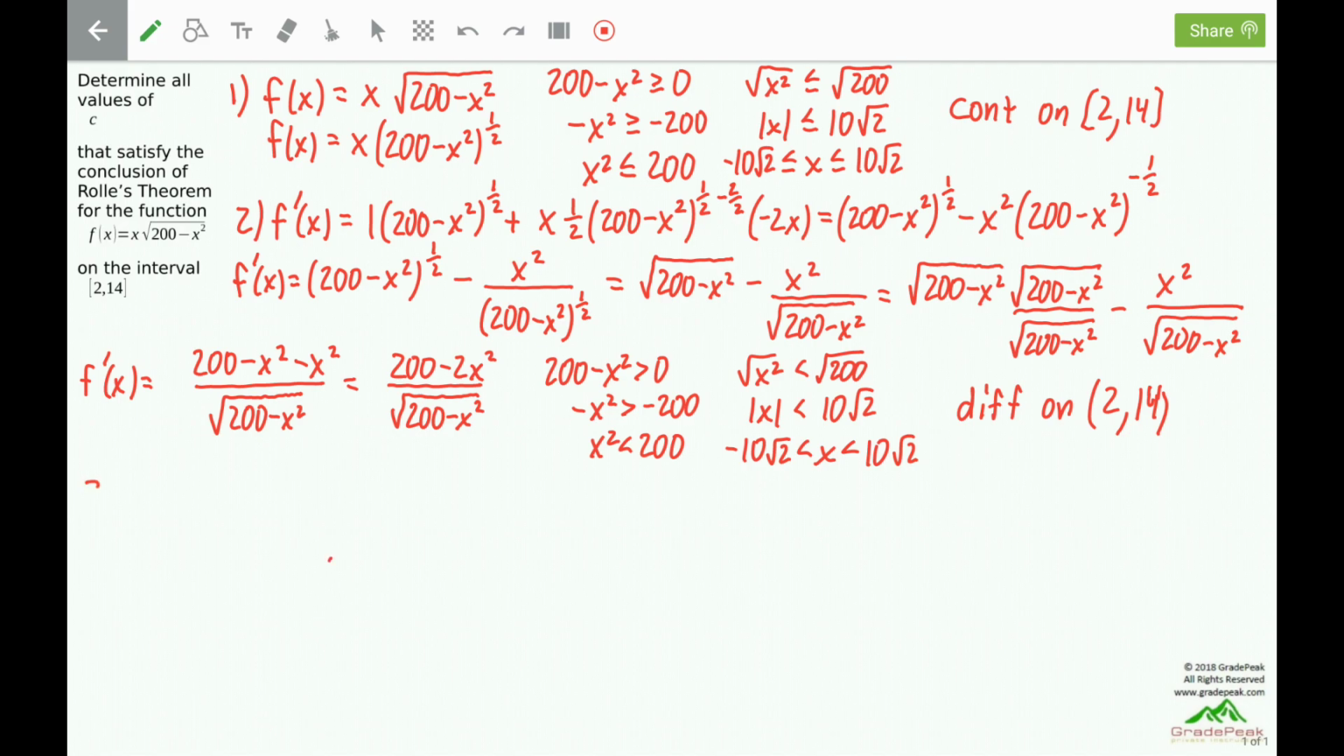The third condition: f of the left endpoint a has to match f of the right endpoint b. In this problem, the interval is 2 to 14. The left endpoint a is 2, the right endpoint b is 14. We will need to evaluate the function at each of those endpoints, f of 2 and f of 14. They will be evaluated by plugging them into f of x here.